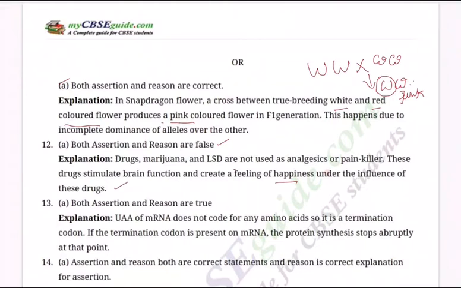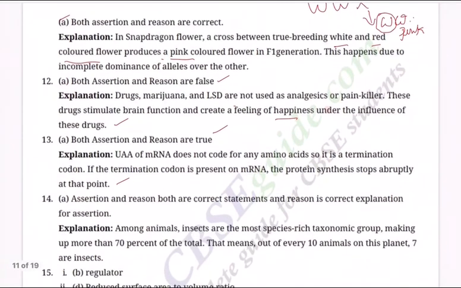Question number 13. Both assertion and reason are true. Answer is A. What is the explanation? UAA, that is the terminating codon, UAA of mRNA, does not code for any amino acids. So it is stop codon or terminating codon. If the termination codon is present on mRNA, the protein synthesis stops abruptly at that point because it is a stop codon.